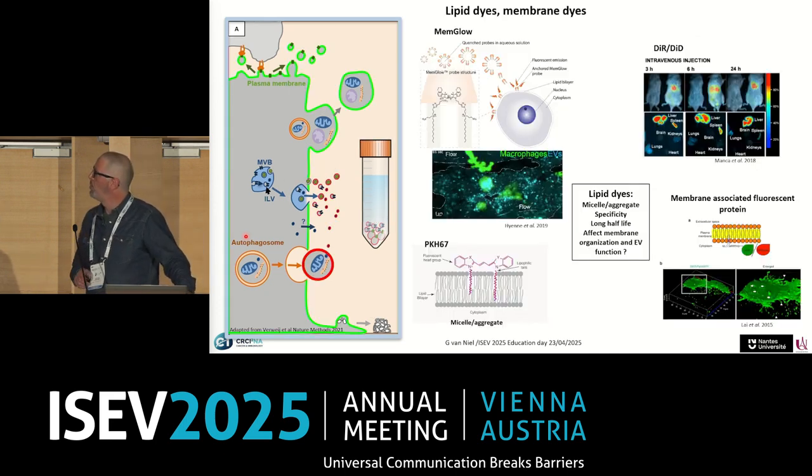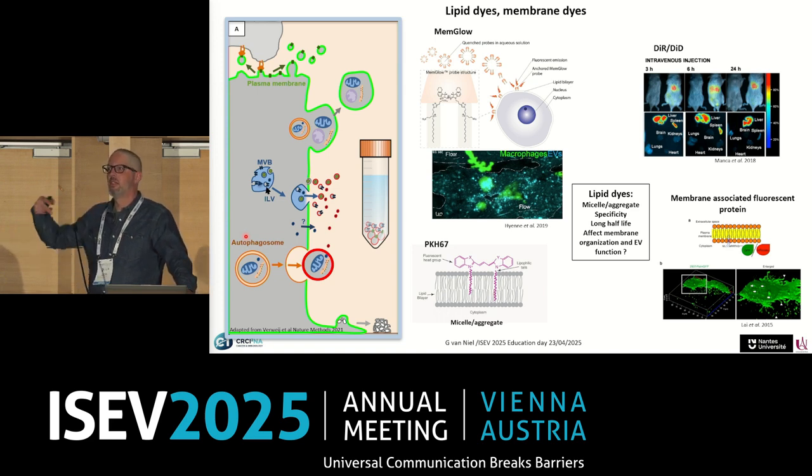The second type of dyes are lipid dyes that are quite popular, like PKH67. Of note, PKH67 can create micelles, so you can have aggregates of PKH. You can also have other dyes like MemGlow that becomes fluorescent only when inserted within membranes and that you can use notably to do live cell imaging in vivo, and also infrared dyes or just fluorescent proteins, palmitoylated, so associated with a membrane.